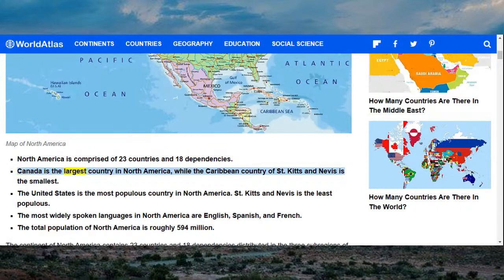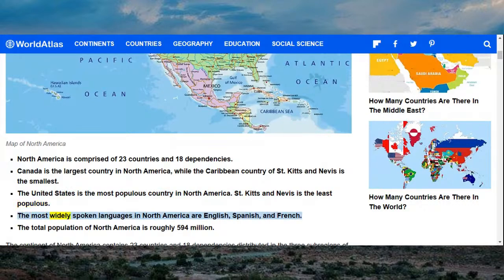Canada is the largest country in North America, while the Caribbean country of St. Kitts and Nevis is the smallest. The United States is the most populous country in North America. St. Kitts and Nevis is the least populous.